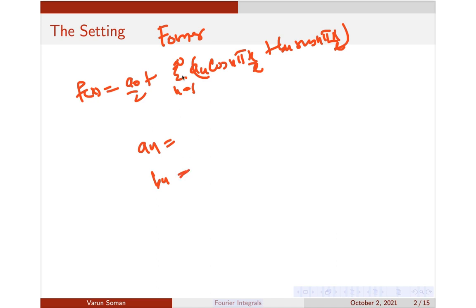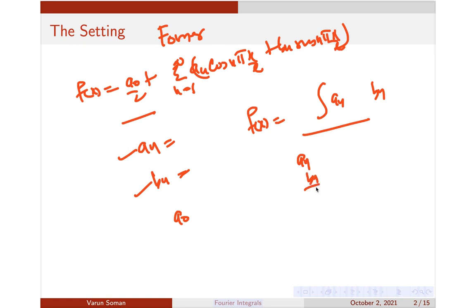When you are asked to expand a function as a Fourier series, you have to write the expansion like this, and you have to calculate these coefficients a n, b n, a naught, etc. That is what you have to do. Similarly, Fourier integral also has an integral representation. Your function f of x will be written as an integral containing some a's and b's. So when you are asked to expand a function as Fourier integral, first you have to write this representation just like this one, and then you have to find the values of a and b. That is what you are going to do in this section.